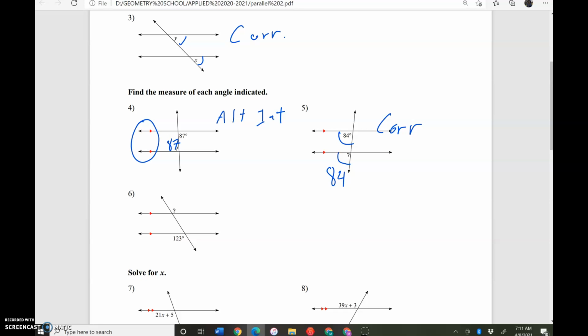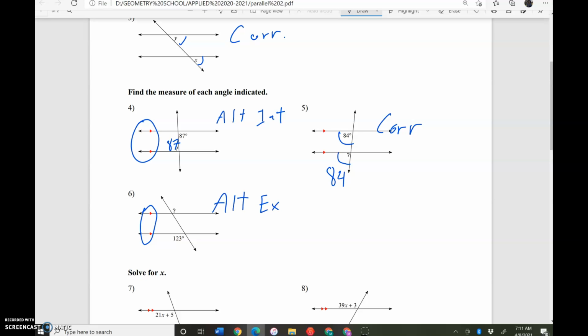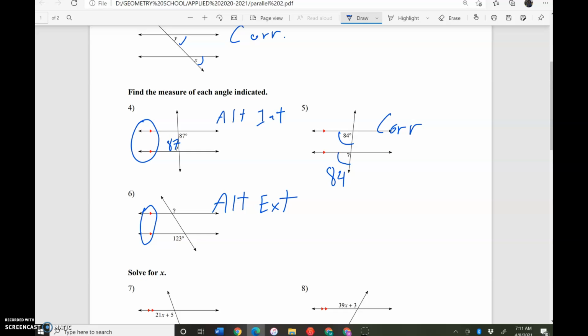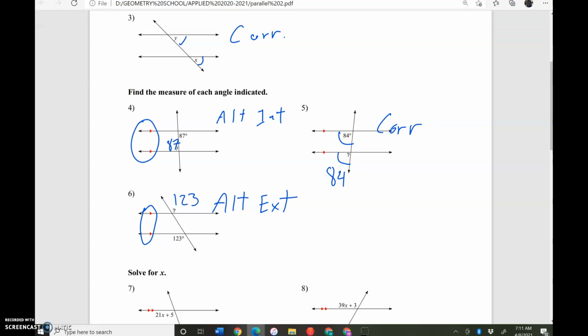Here we have parallel lines. We have alternate exterior angles, which means this angle would be 123. So the angles must be equal.